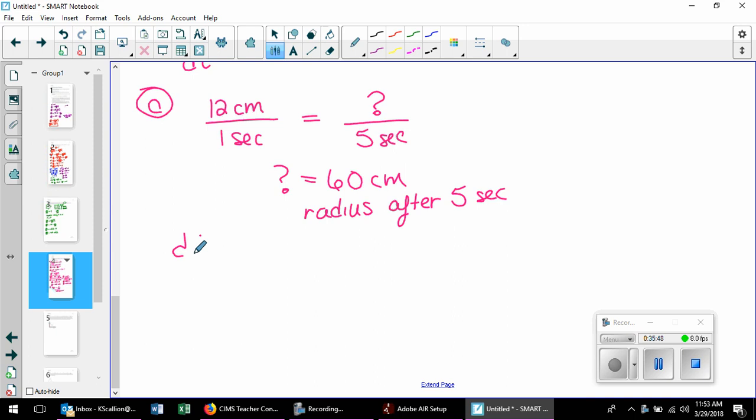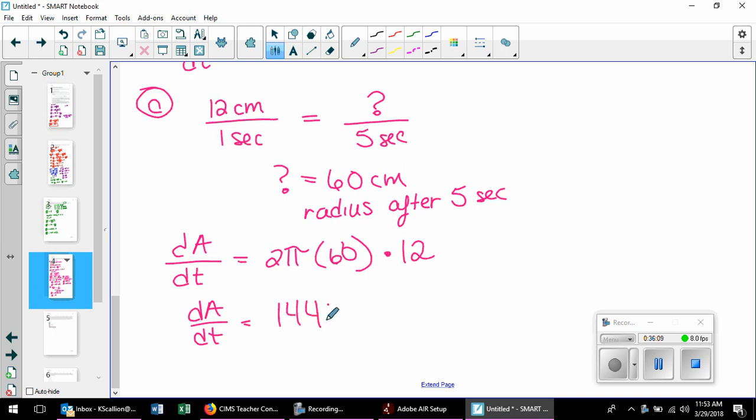So dA over dt is equal to 2 pi r, which is 60, times the rate, which is 12. It seems like a lot of numbers. dA over dt is equal to 1440 pi centimeters squared per second. So sometimes it's really nice and it gives you straight up what the radius is, and other times you have to kind of dig that little piece of information out. None of it is beyond your capabilities, but some of it may be beyond your comfort zone.